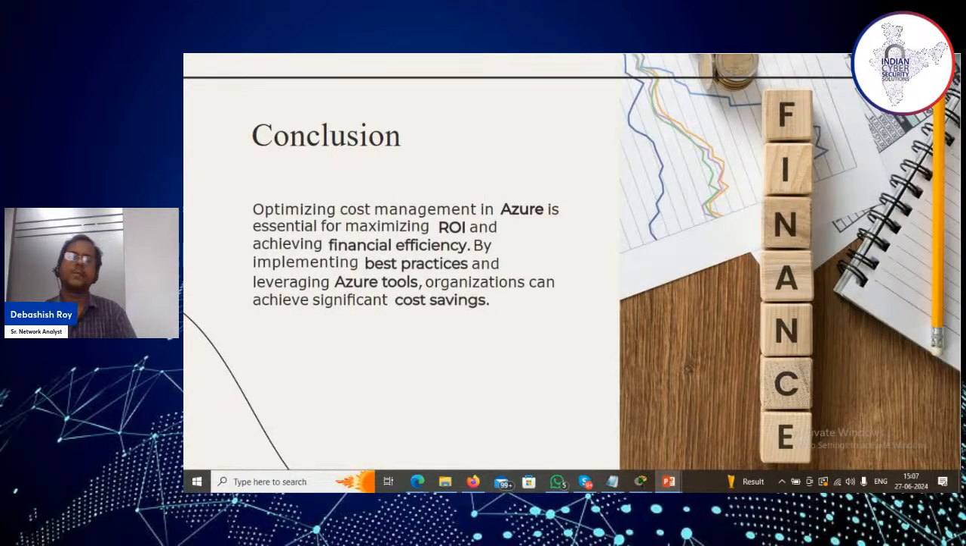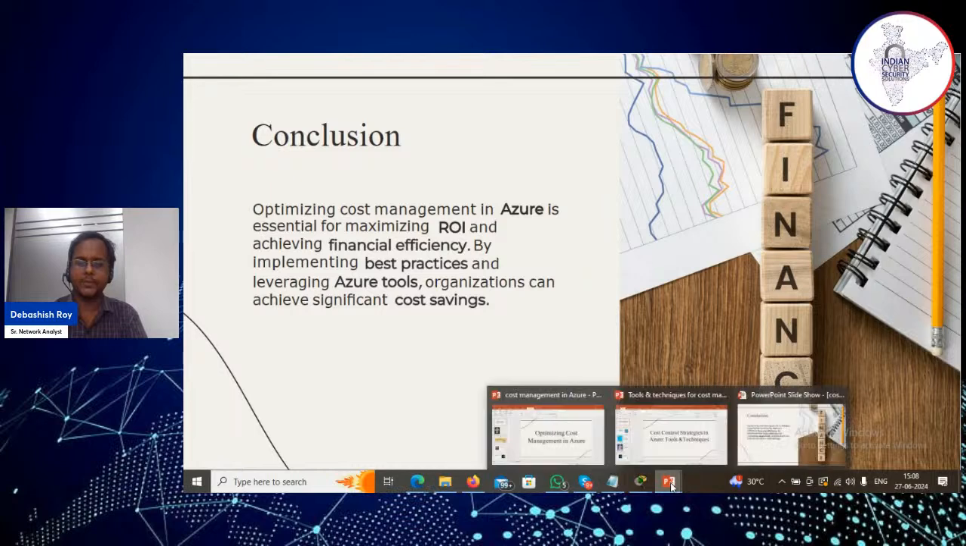So we can conclude by saying that optimized cost management in Azure is essential for maximizing the ROI and achieving financial efficiency. Now, by implementing best practices and leveraging Azure tools, organizations can definitely achieve significant cost savings. So this is about the general view of the Azure's cost management.